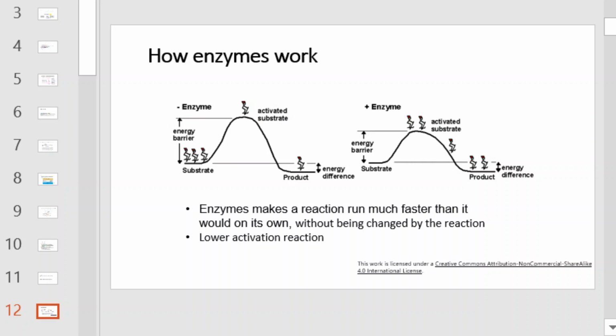Here we see how enzymes reduce the amount of energy needed to begin a chemical reaction. The graph on the left shows a steep peak separating the substrate from product as we move from left to right. That peak is the activation energy that must be satisfied before the reaction can continue. On the right, we have the same reaction sequence, but an enzyme has been used and the peak separating the substrate from product has been reduced. Enzymes make a reaction run much faster than it would on its own without being changed by the reaction.